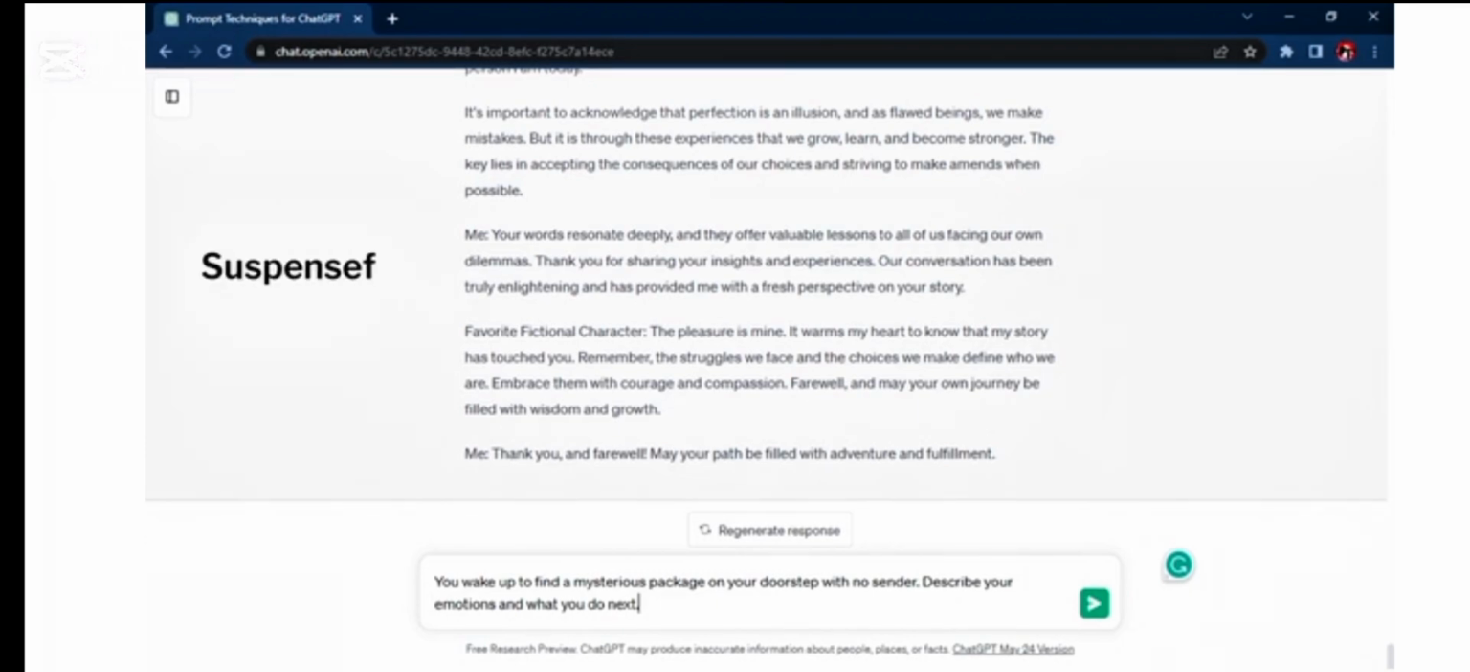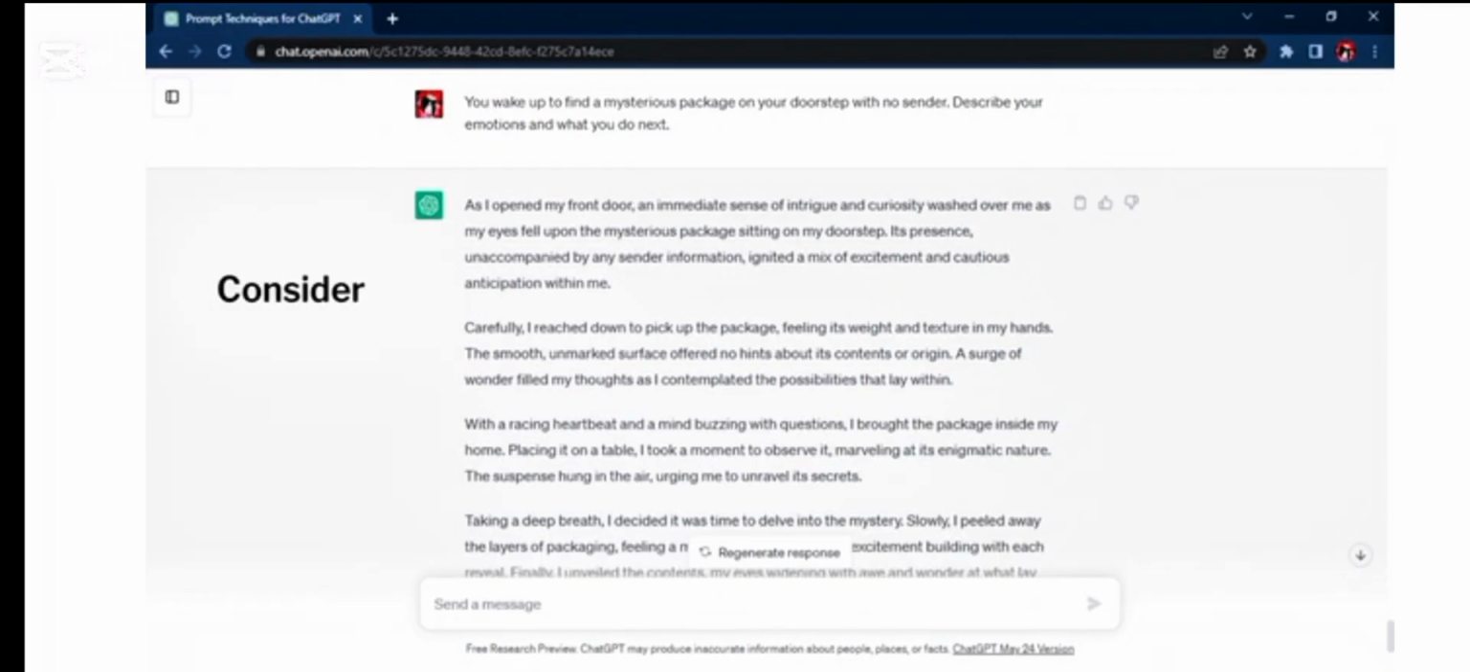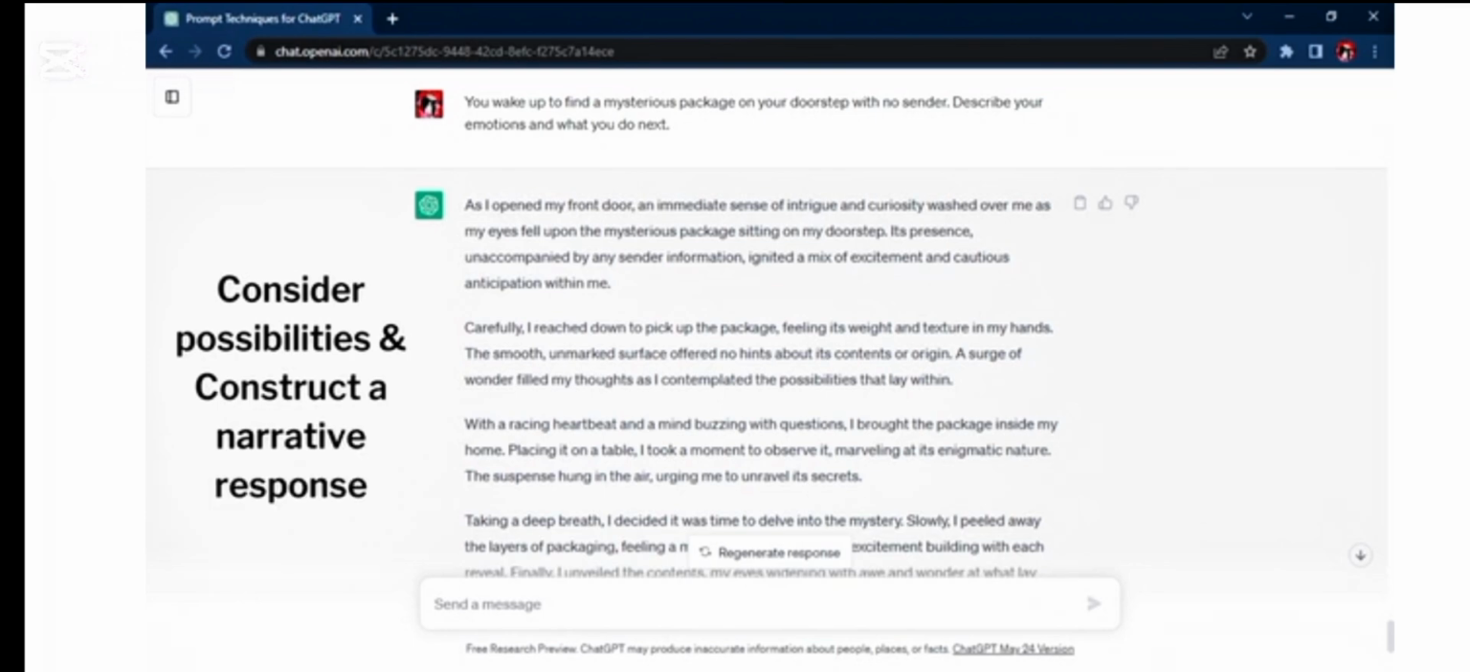This prompt introduces a suspenseful scenario that captures ChatGPT's attention. It describes finding a mysterious package on its doorstep without a known sender. By asking ChatGPT to describe its emotions and subsequent actions, the prompt encourages it to engage its imagination, consider various possibilities, and construct a narrative response that builds suspense and intrigue.